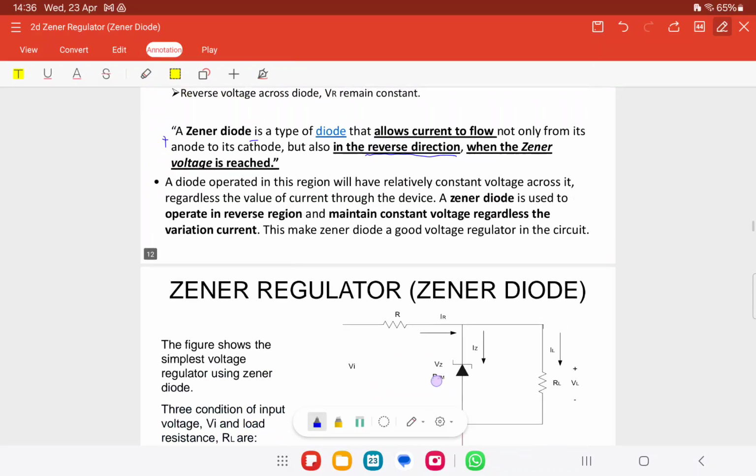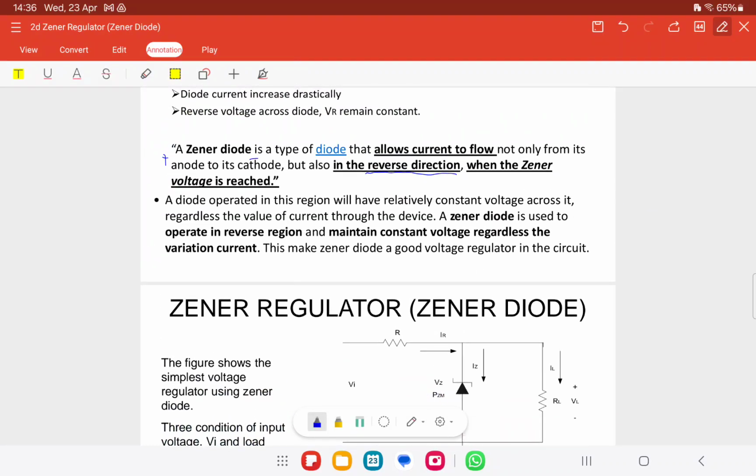Alright, so a Zener diode is used to operate in the reverse region and maintain a constant output regardless of the variation in current. That is why we use it in the voltage regulator. The voltage regulator is at the very end in the block diagram before we get the DC signal. For example, if we have an adapter, it is at the very end before we connect to our devices.